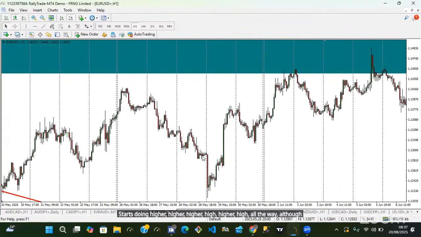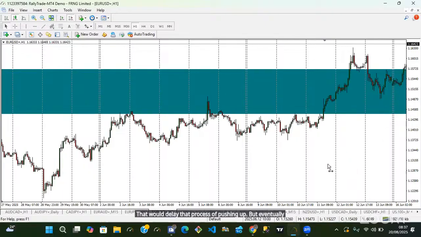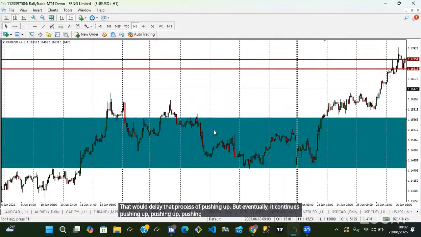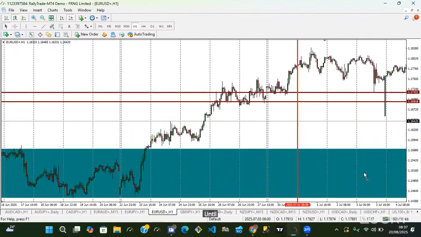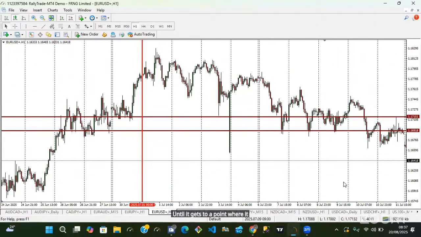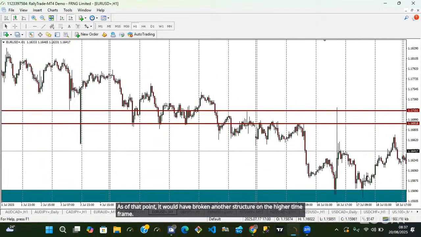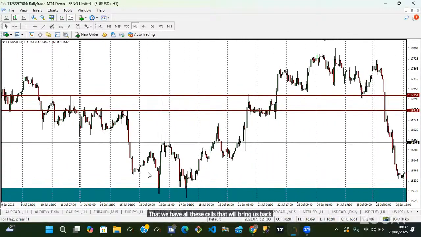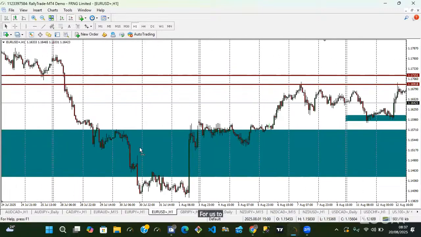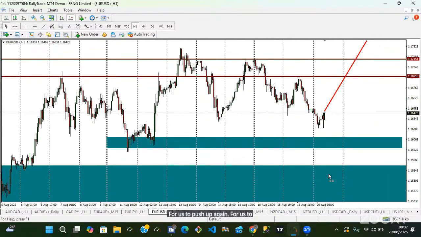Although we can have some breaks in between, news will come out and stuff that would delay that process of pushing up, but eventually it continues pushing up until it gets to a point where it can't push up again. And at that point, it would have broken another structure on a higher time frame. Then we have all this sell that will bring us back into this level that we marked for us to start pushing up again. And that's where we are right now, okay?